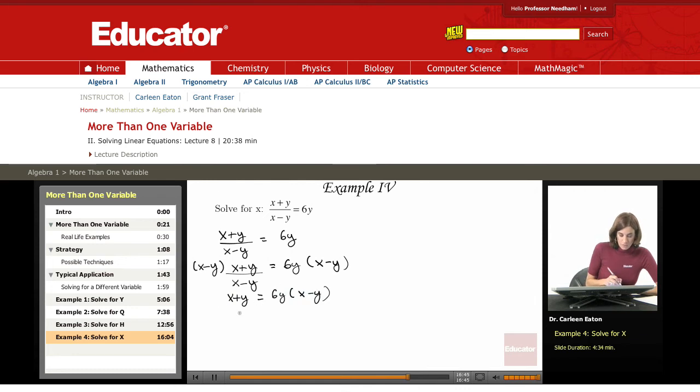I'm going to use the distributive property and change the right side to 6xy minus 6y squared. So now I have an x on the left side, I have an x on the right side, and I need to have all the variables that I'm solving for together on one side. The next thing I'm going to do is move the 6xy to the left through subtraction, subtracting both sides by 6xy.